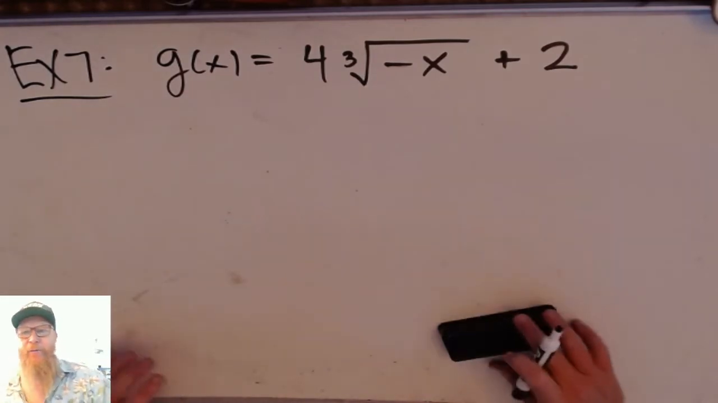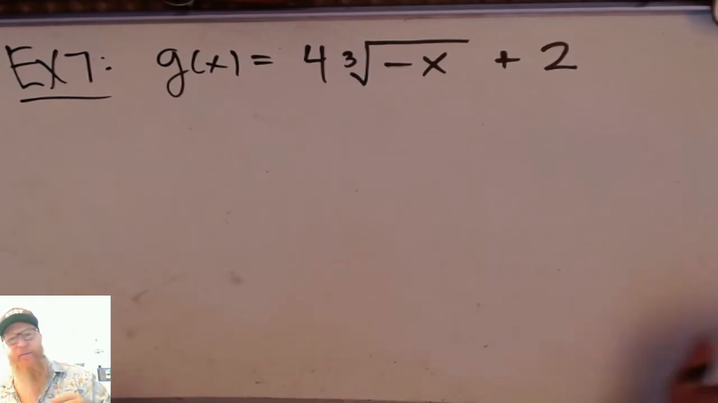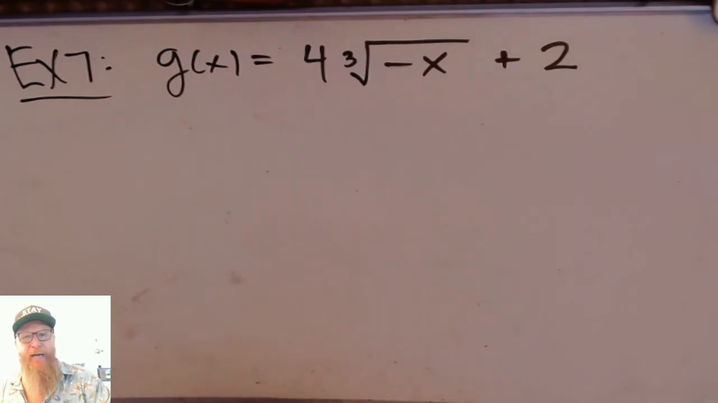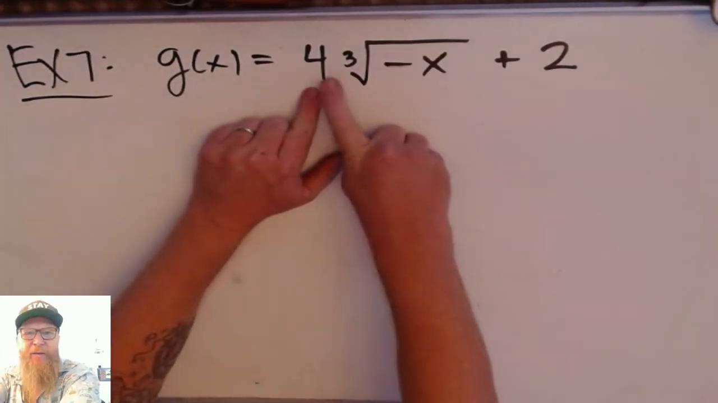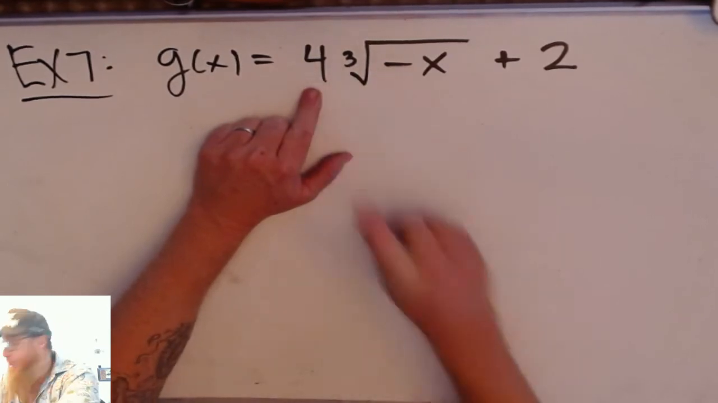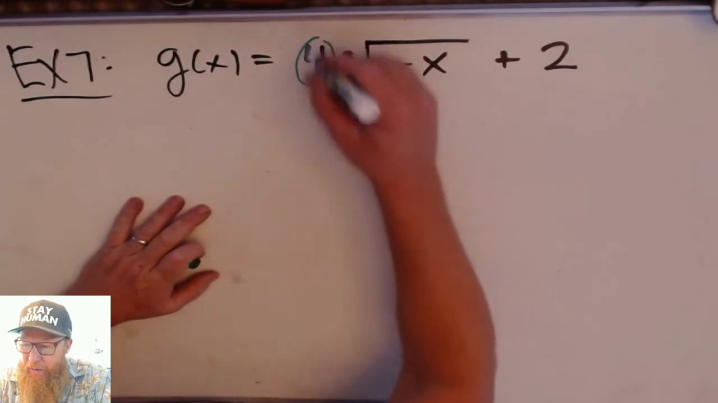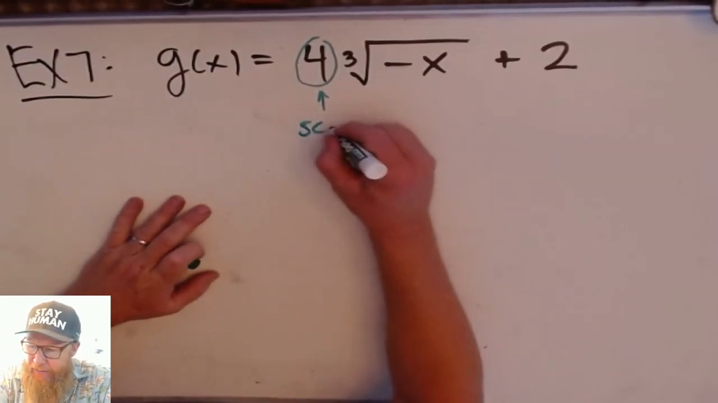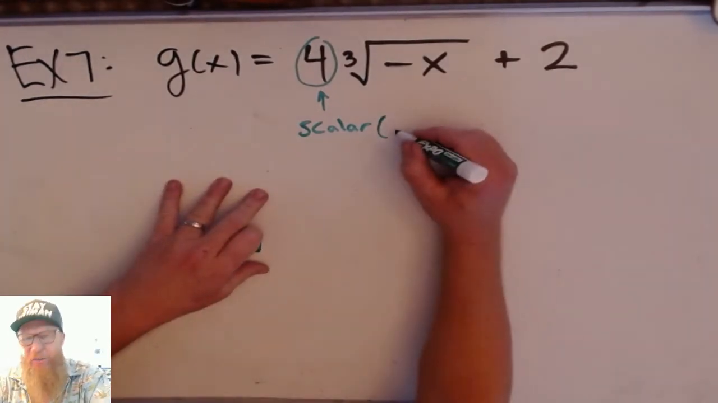Okay, let's do another one. This one's called G. It really doesn't matter. I'm just trying to get some variety in the diet. I want to make something very clear about cube roots. Sometimes these numbers are difficult to tell apart. The big number is called the scalar. And that's going to tell us that it's going to have a stretch.